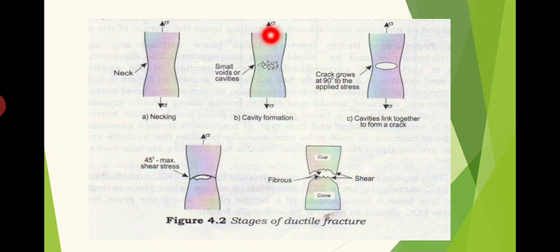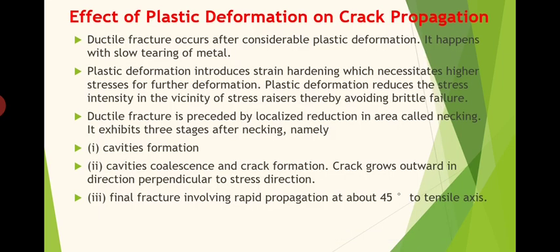Because of the applied stress, as I have already told, in the weaker region only the neck formation will start. Initially there will be some small cracks, small voids or cavities, and because of the applied stress, the voids or cavities within that neck region will increase. More and more cracks will form within that neck region. Then comes the cavities coalescence and crack formation.